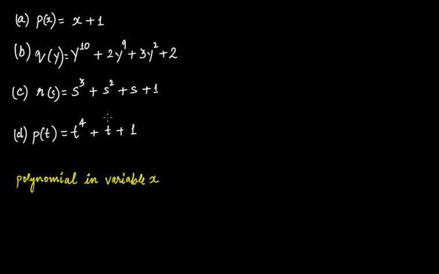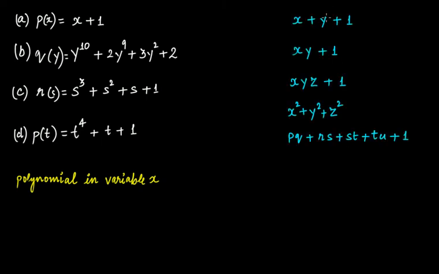Now compare these four polynomials with these five polynomials. In this case you have x plus y plus 1. Now this is not a polynomial in one variable. This is a polynomial in two variables, x and y, right? So we can denote it by p(x, y). In this case you again have two variables. This is a polynomial in two variables, xy plus 1, that is, the two variables are x and y.